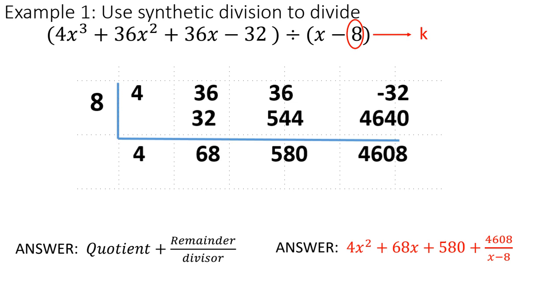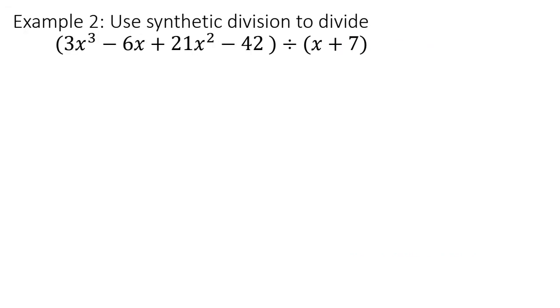These are the coefficients of my quotient. I started with a cube, so my quotient should start with a square. So we have 4x squared plus 68x. The 580 is my constant. My remainder is positive, so it's plus 4,608 divided by my divisor, which was x minus 8. Again, if I'm going too fast or you have any questions, please let us know. So let's look at a few more of these examples. Let's do this one.